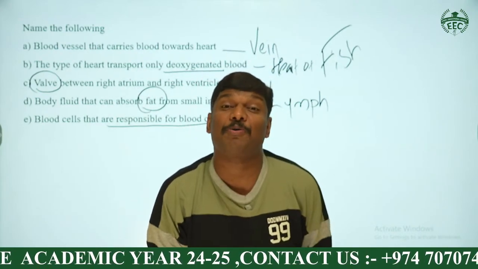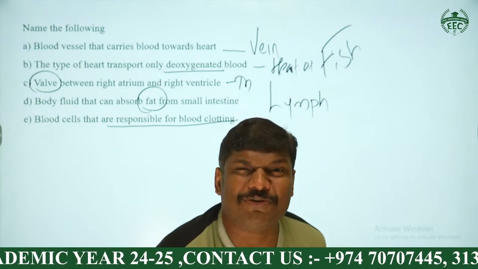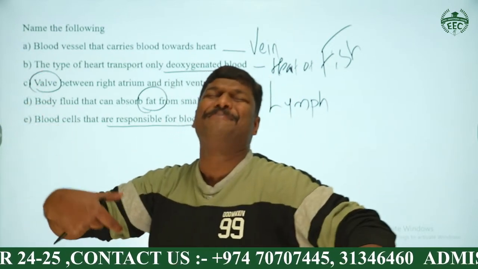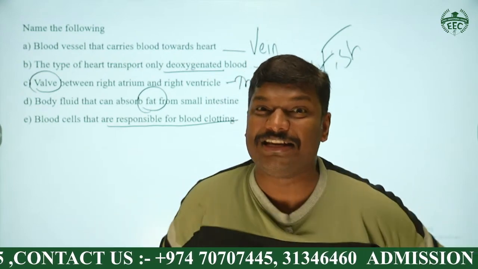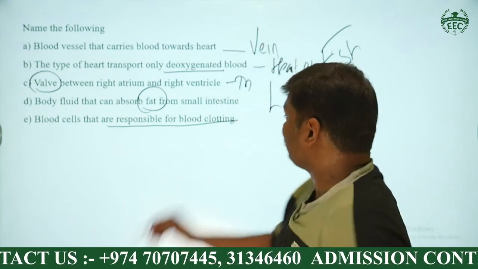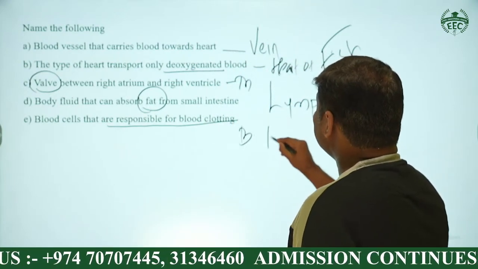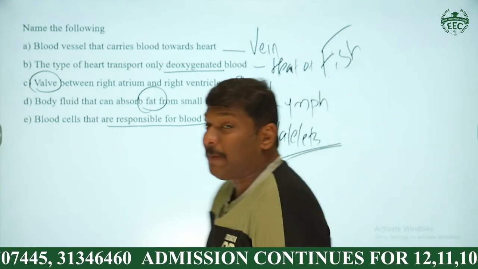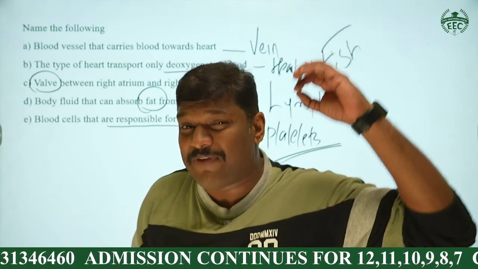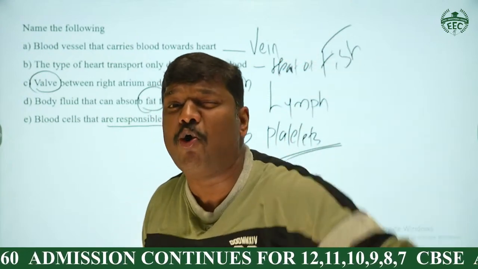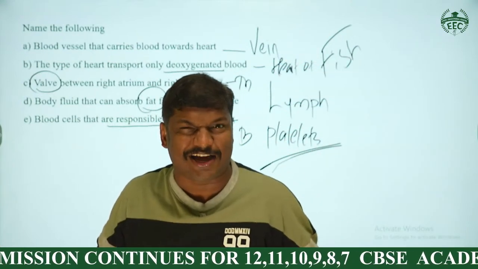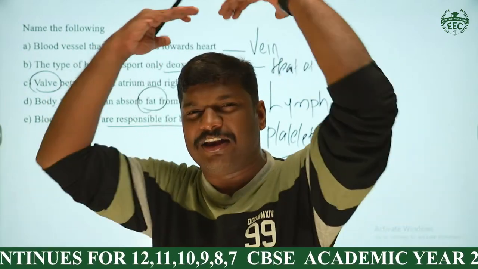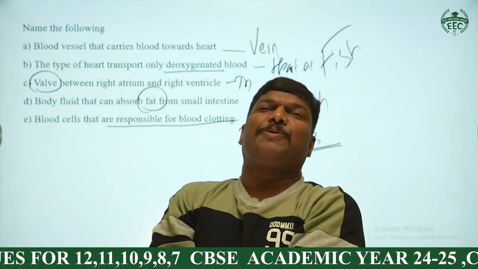How can we stop our bleeding? How can we clot our bleeding, my dear student? It is possible. That moment the hero is coming. Who is that hero? It is blood platelets. Keep in your mind, my dear students, the blood platelets are the hero. Whenever there is an injury or a wound, blood platelets come into that area and start producing so many factors. Finally, the blood is clotting, undergoing a process called clotting.